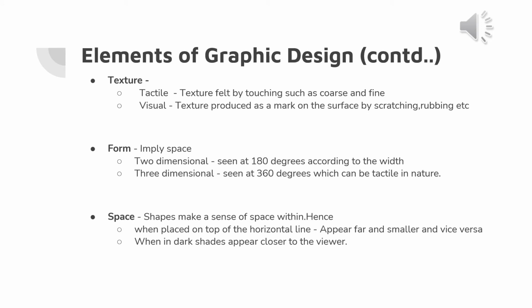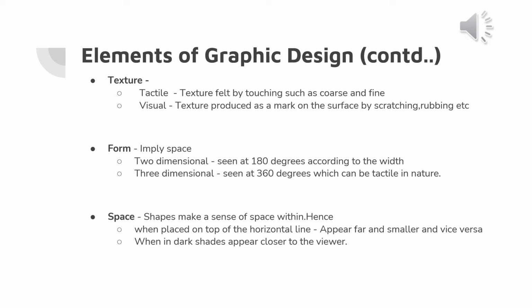Next, as we all know, is the texture. Texture, in simple terms, is what we feel when we either see or touch. Similarly, there are two kinds of texture. One is the tactile texture and the next is the visual texture. Tactile texture is what you feel while you touch that particular material or design, such as a coarse texture or a fine texture, or something that you actually use to reduce the friction. So there are different kinds of tactile textures.